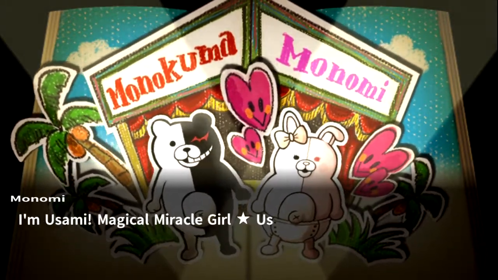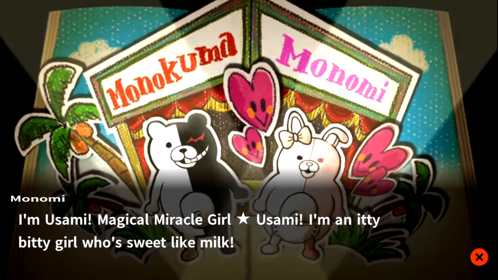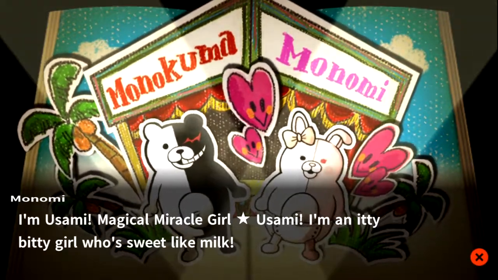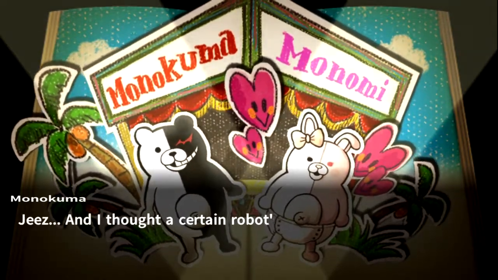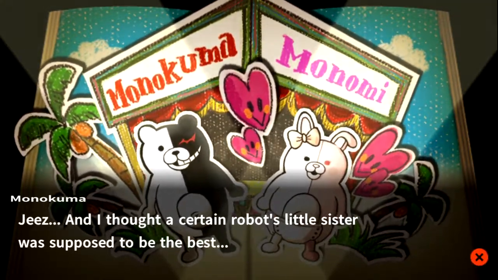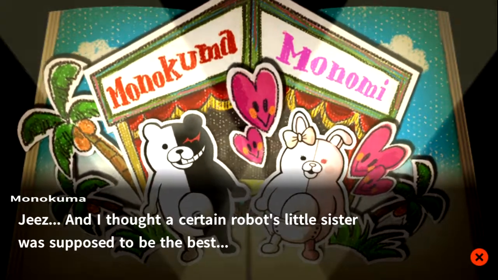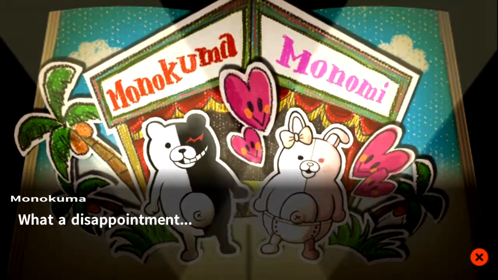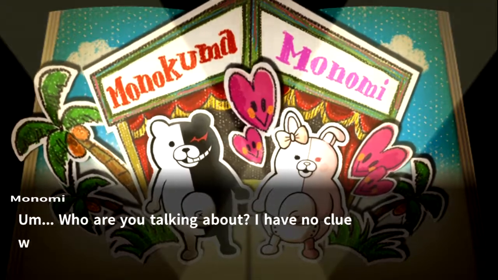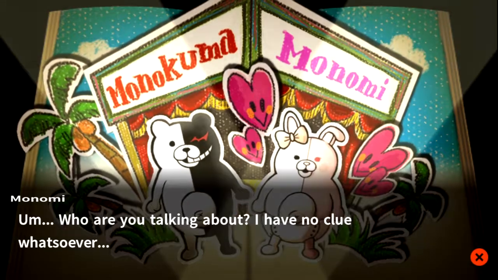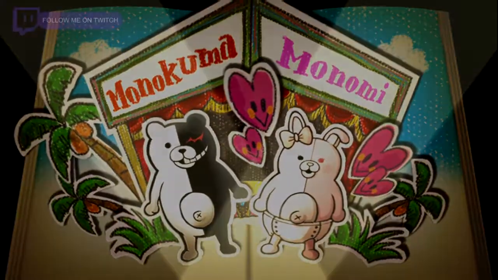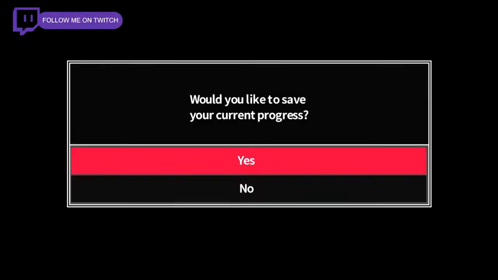Then... I'm Usami, magical miracle girl Usami. I'm an itty-bitty girl who's sweet like milk. Jeez. I thought a certain robot's little sister was supposed to be the best. What a disappointment! Who are you talking to? I have no clue whatsoever. Would you like to save your current progress? Yes.